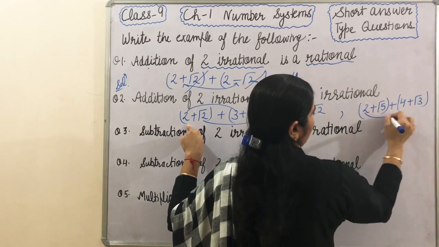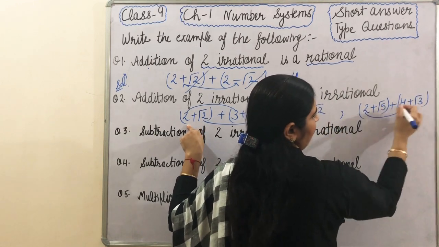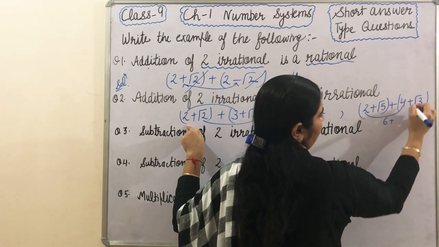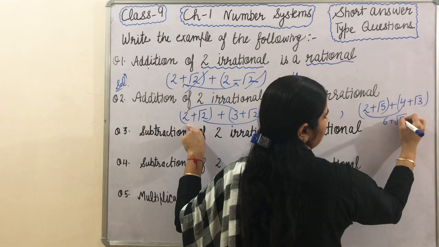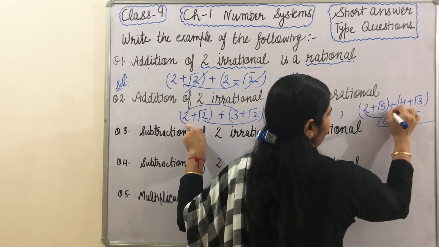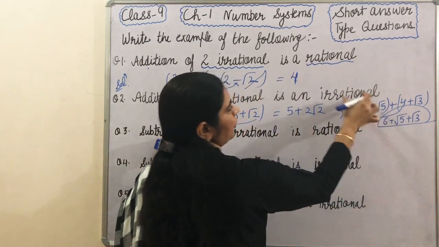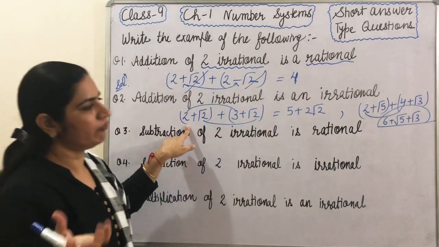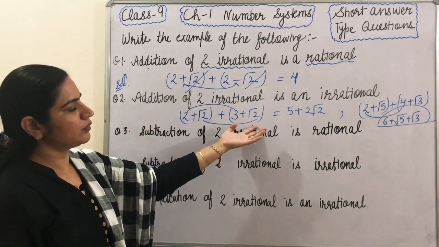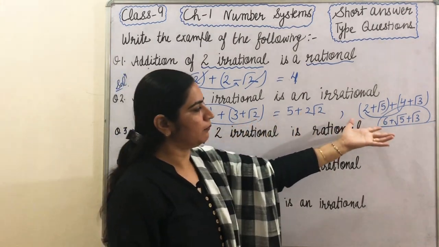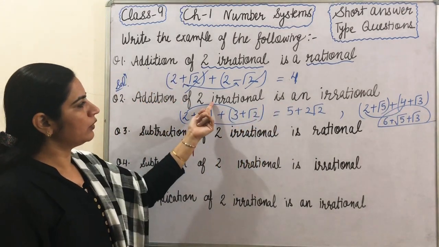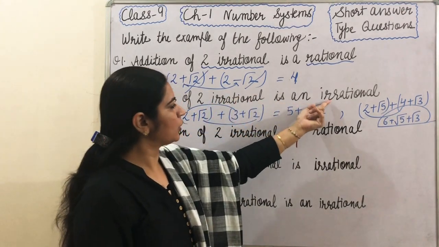As we know, 2 and 4 are like terms, we can add 2 plus 4 which is equal to 6. Root 5 and root 3 are unlike terms, they can't be added, we can't simplify it, so this is an irrational number, okay. There are infinitely many examples. Here I have taken one and in this question I have taken two examples so that no confusion will be there. Addition of two irrationals is an irrational.